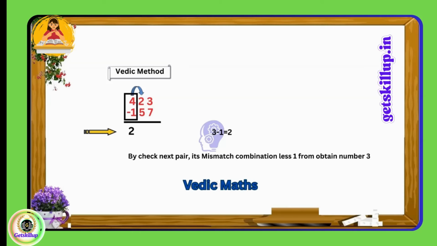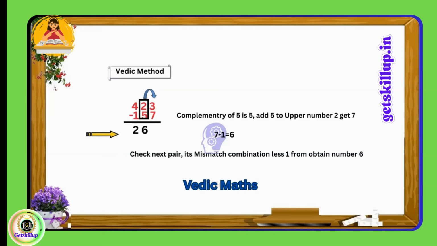Continuing, the complement of 5 is 5. So 5 plus 2 equals 7. We internally remember this 7. However, the following pair is also a mismatch. Hence, because of 3 minus 7, we directly write 6.